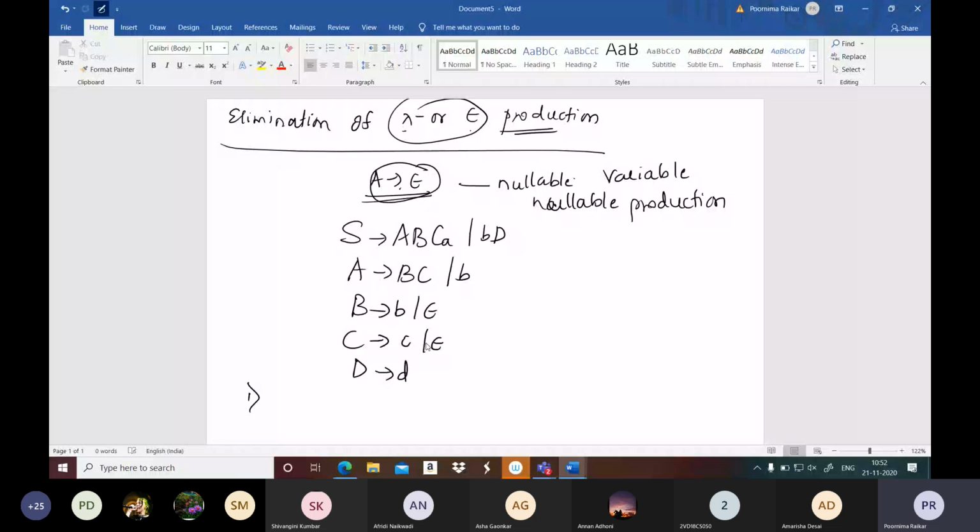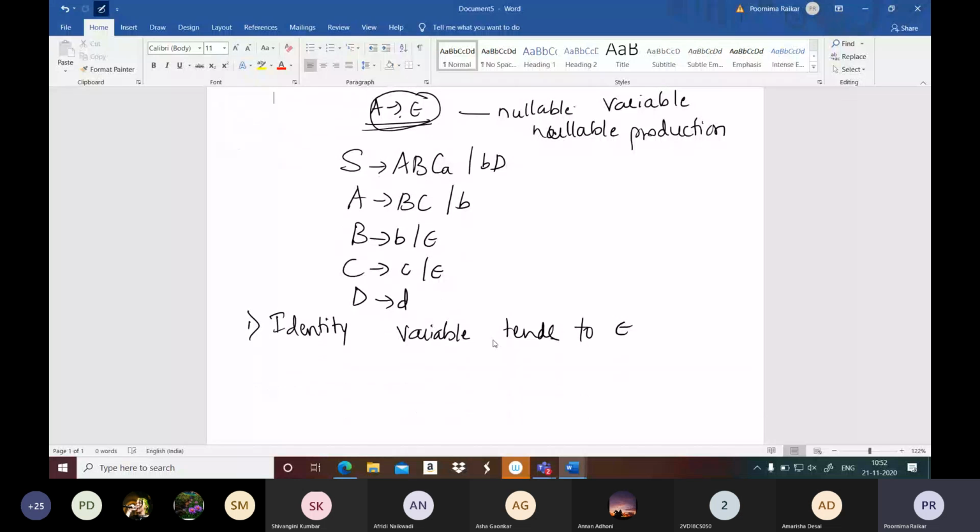Now given a rule, you first have to identify which are the variables which tend to epsilon. Again here we have to use the substitution method only. So identify the variables, that is non-terminals, which tend to epsilon by using the substitution method. How you did in useless production, you identified the variables which tend to a terminal string by using the substitution method only. This you can understand only by the substitution method.